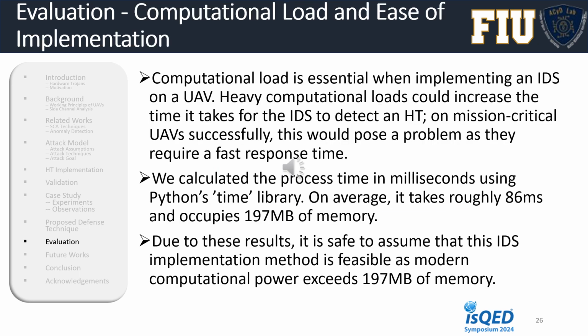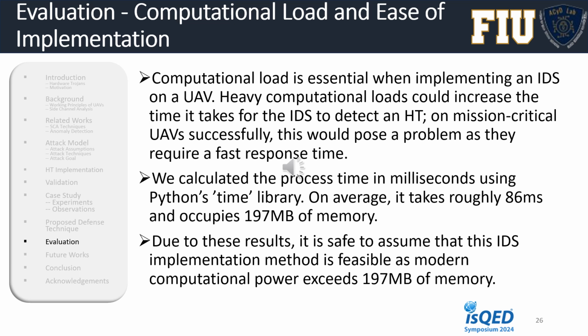For our fifth research question, we wanted to know the computational load and ease of implementation of our IDS proposal. We were able to see the process time in milliseconds using Python's time library. On average, it would take around 86 milliseconds for the whole machine learning classification to finish training and giving the output. And it would only occupy around 197 megabytes of memory.